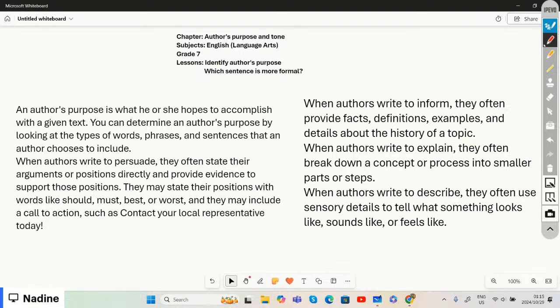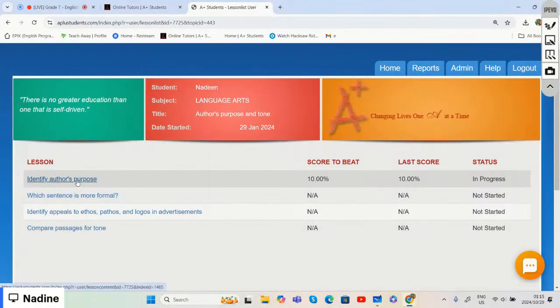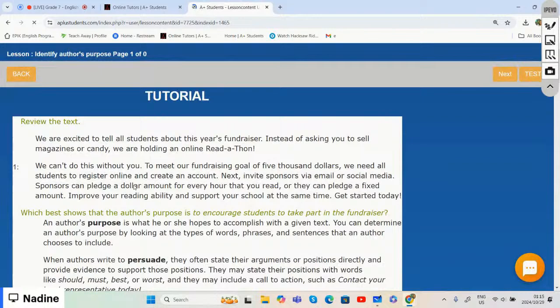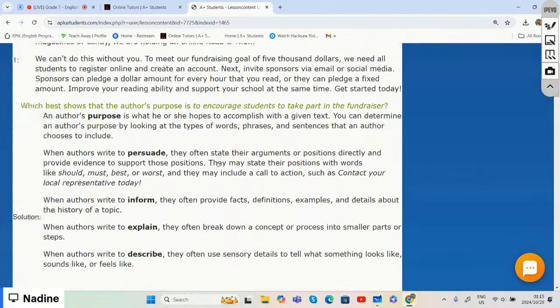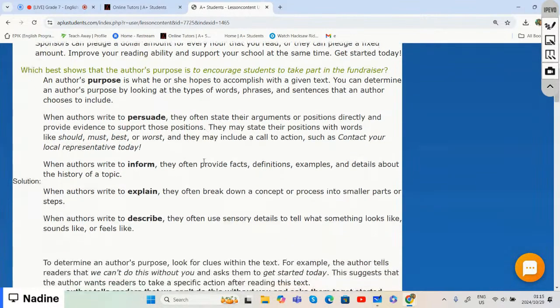All right. So now we're going to aplusstudents.ca, and we're going to identify the author's purpose. An author's purpose is what he or she hopes to accomplish within a given text. You can determine an author's purpose by looking at the type of words, phrases, or sentences that an author chooses to include within a given text, within a given story.